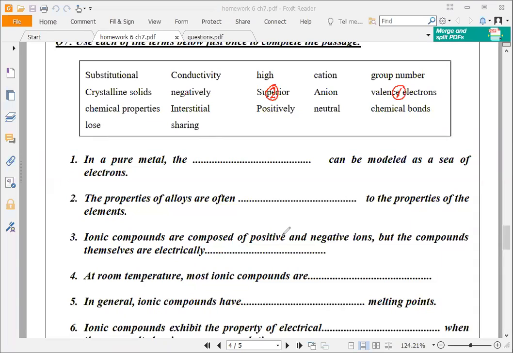Ionic compounds are composed of positive and negative ions, but the compounds themselves are electrically neutral. Neutral. Here, number 3. Number 4: at room temperature, most ionic compounds are crystalline solids. Crystalline solids. Yes. Number 5.